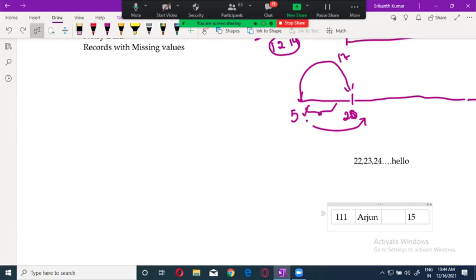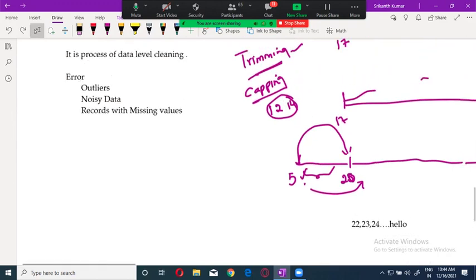Now what we are going to do is fill it with the relevant values, or we will delete it. Again, we have two options, capping and trimming. We can do both. Now this is what is called outliers.